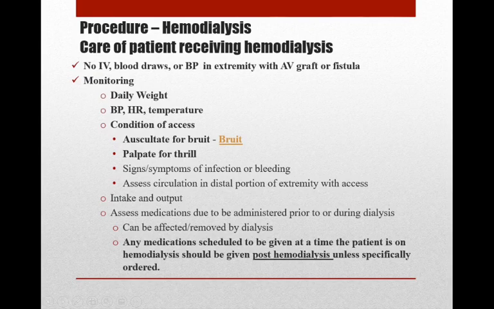Check it and make sure that it doesn't look infected. Make sure it's not bleeding. And then we're also going to check if you have an AV graft or AV fistula in your right arm. You always want to take a look at your extremities below that, your fingers, look at the cap refill, circulation, make sure that the circulation is good.